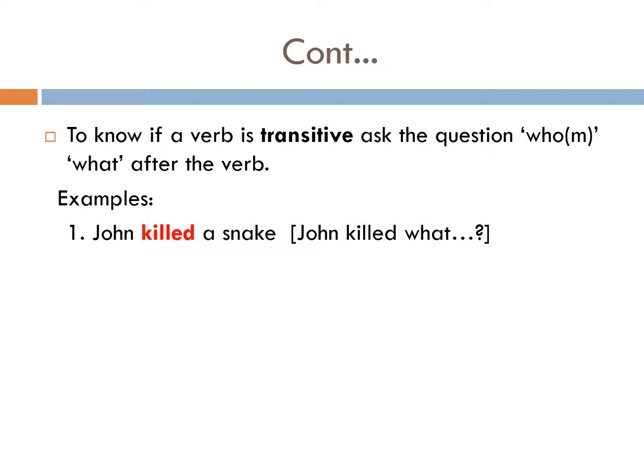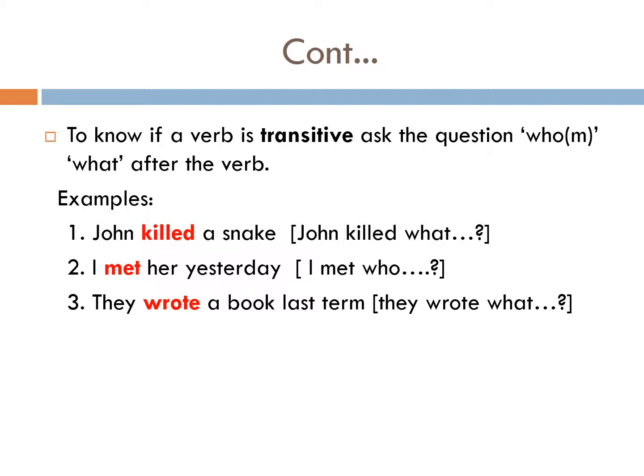Examples: John killed a snake. Then you ask, John killed what? A snake. And therefore killed is a transitive verb. I met her yesterday. You ask, I met who? I met her. And therefore met is a transitive verb.